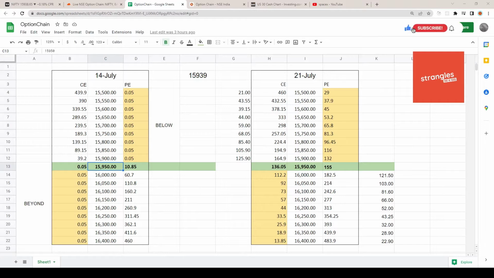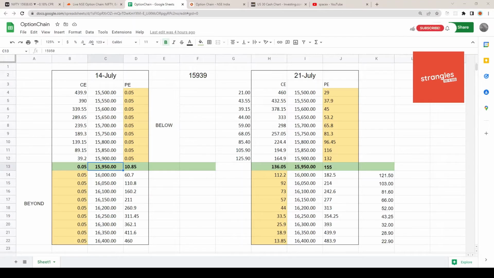As we all know, option premiums consist of two parts: intrinsic value and extrinsic value. Extrinsic value can also be called time value. The confusion between these two terms can be simplified greatly by putting two expiries side by side.